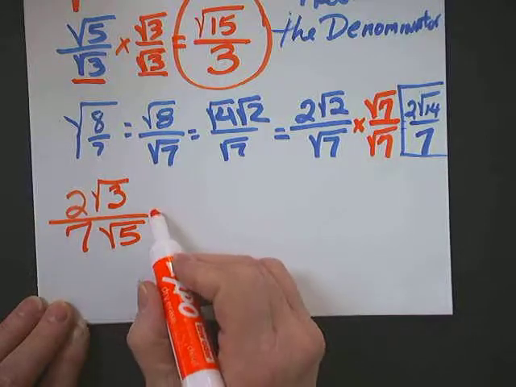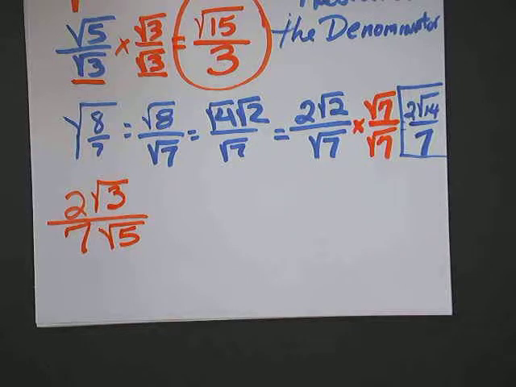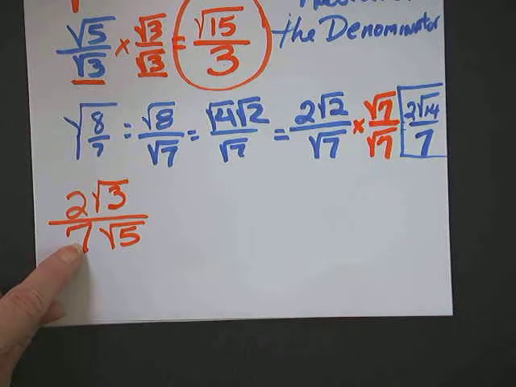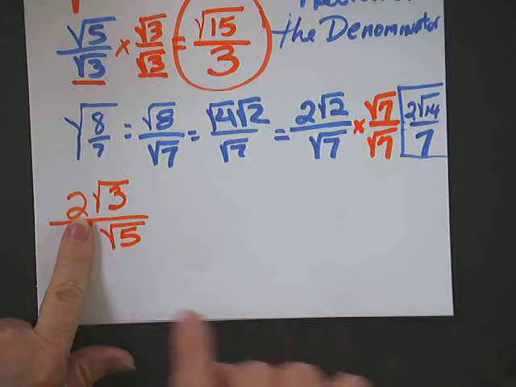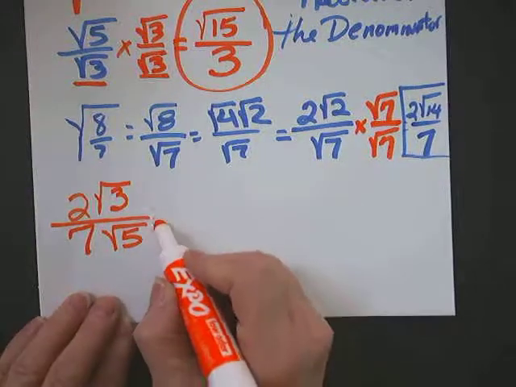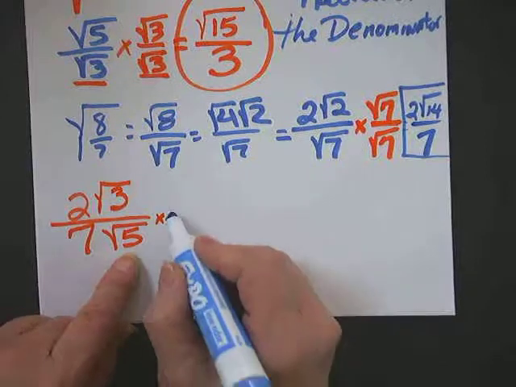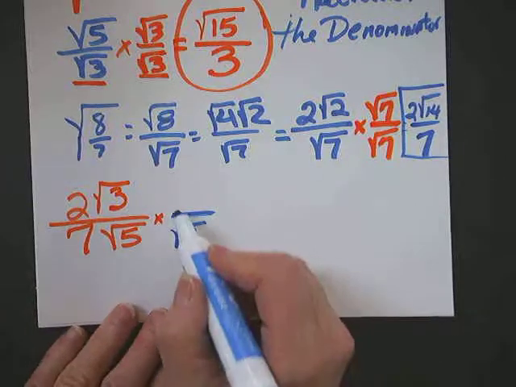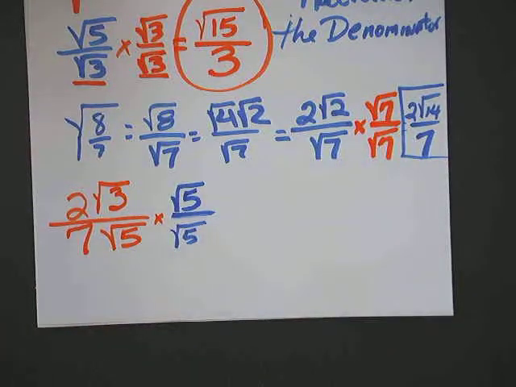2 square root of 3 over 7 square root of 5. I don't see anything we can simplify like we did the square root of 8. So, no simplifying. Now, when you multiply the top and bottom to rationalize, you don't have to multiply this whole thing. This is already rational. The only thing you need to rationalize is this part of it. So we're going to multiply only by the part that we need to rationalize, the square root part, the radical.